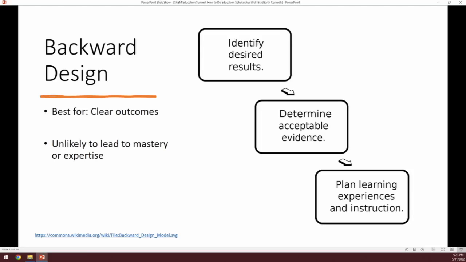So, three steps. It really works best, like I said, with a clear outcome. The downside to backwards design is that it doesn't typically lead to mastery or to a broad depth of knowledge. It's really focused on just a problem that you're going to solve.